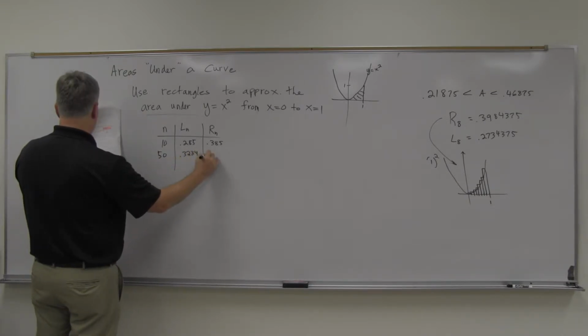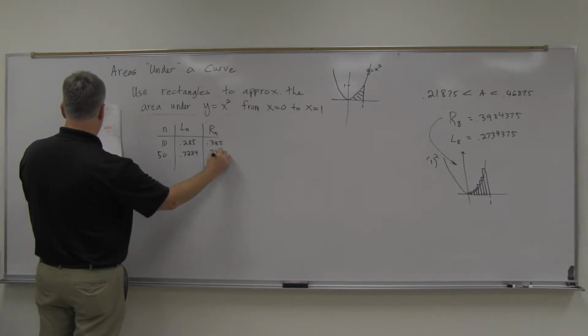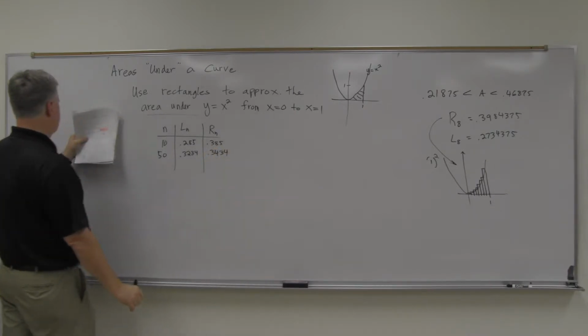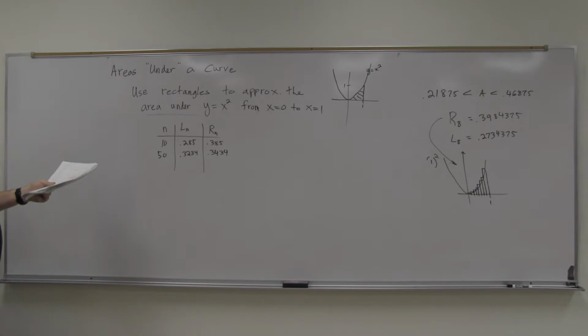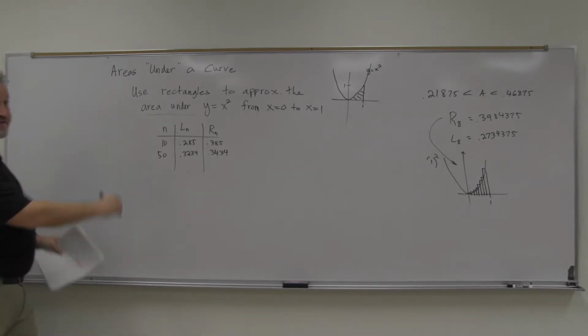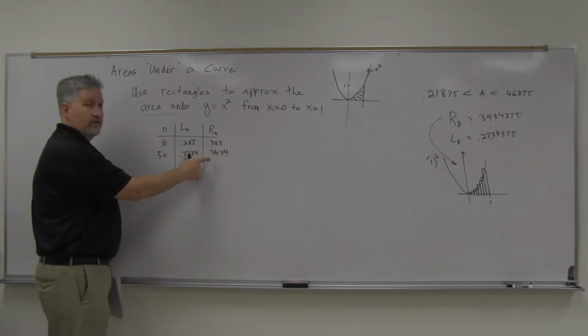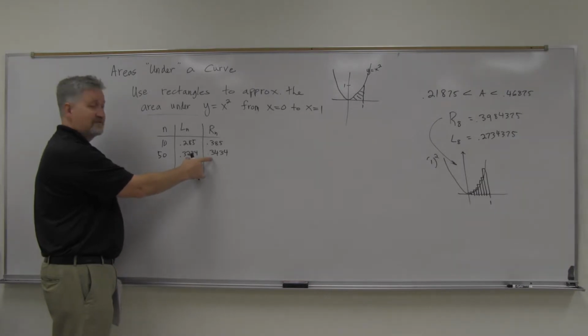Then for 50 rectangles, they got 0.3234 and 0.3434. Little jump on there. So you've got 50 rectangles. Ooh, we're pretty close there between them.